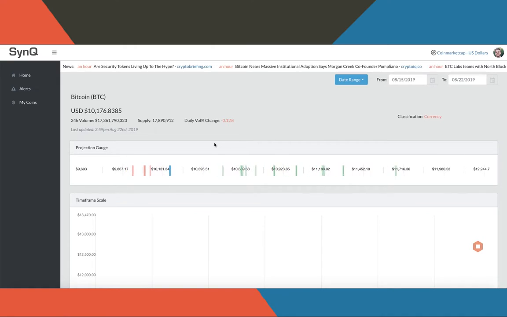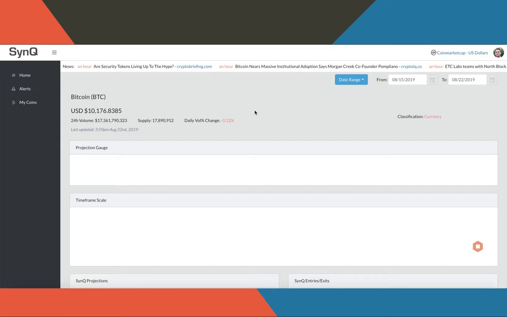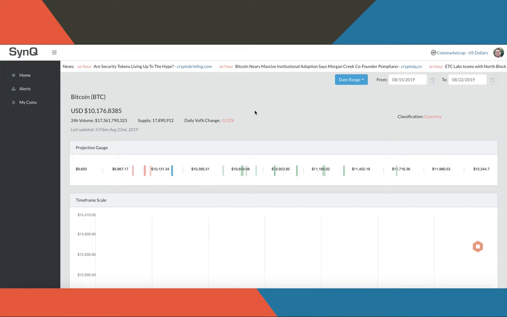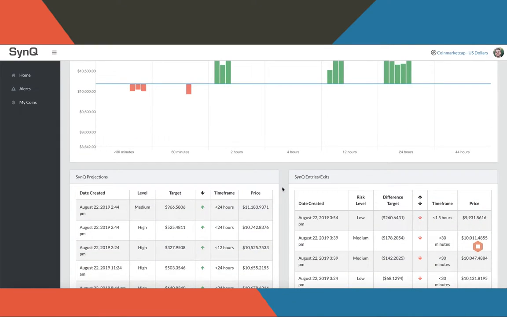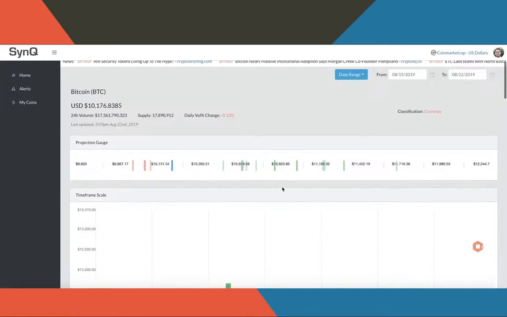So it could really go either way based on the volume that we're seeing right here. And SynQ is kind of guiding you to a lower range and thinks that it's likely to pull back a little bit before going higher. So we're not going to take an entry level here. We're going to wait it out and see what's happening.